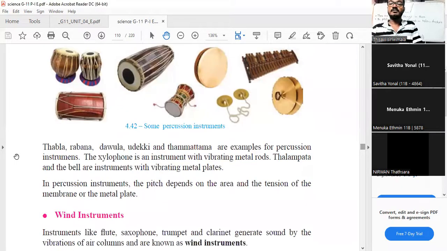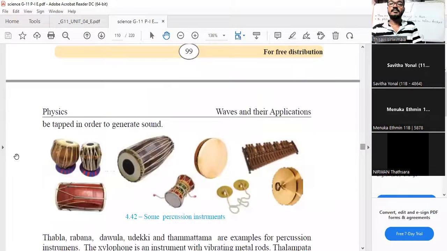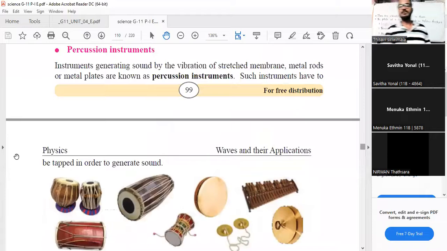Okay, you can make a small note by looking at this. Percussion instruments. You have to do something by yourself.